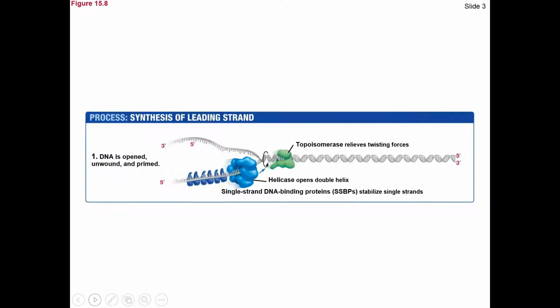Alright, so here, looking at our leading strand as being synthesized. DNA helicase opens up the parental DNA, breaking the hydrogen bonds so that your single-stranded binding proteins can come in and attach to the single-stranded DNA to stabilize it. Your topoisomerase is going to move ahead of the replication fork, removing any form of torsional stress to the DNA molecule ahead of the replication fork.